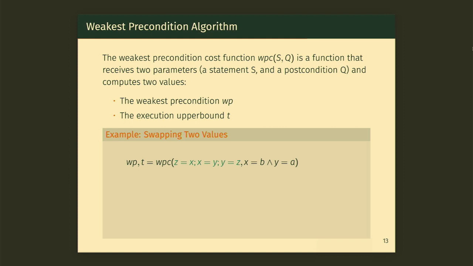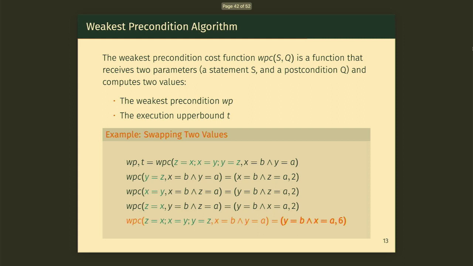So, continuing our example of swapping 2 values, if we pass it to WPC, we get this result, which is highlighted here, that says that the weakest precondition of this program is when y equals b and x equals a. So this is exactly the precondition we had in our initial annotation, therefore proving the correctness of our program. It also calculated the upper bound for the execution time, here represented by 6, and therefore proving that our program is indeed constant in time.